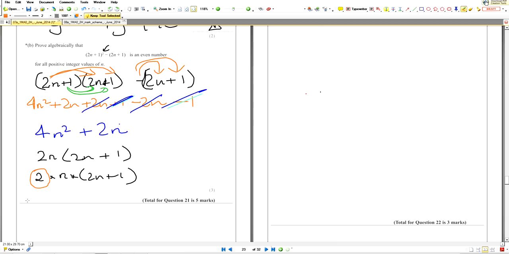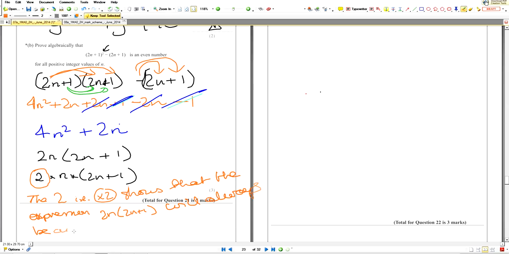We say the 2, i.e. multiplying by 2, proves, shows that the expression will always be an even number.